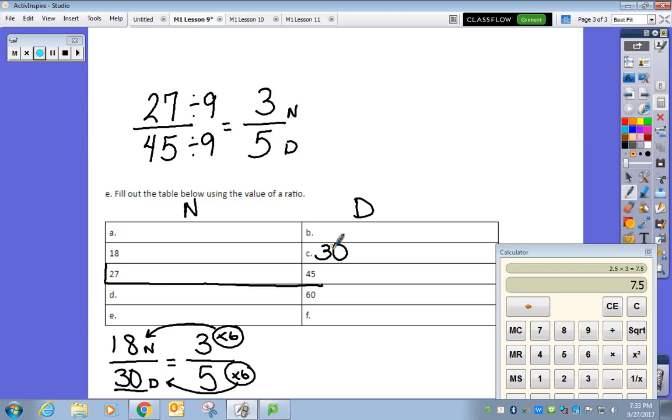Now some of you may already be able to tell what you're counting by on this side or on this side and be able to fill out the other numbers that way. But we're going to look at using the value still.